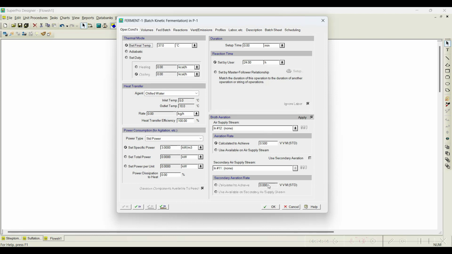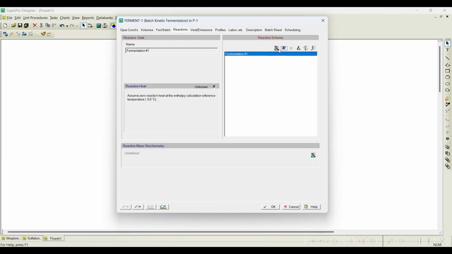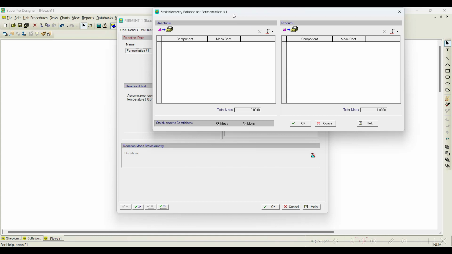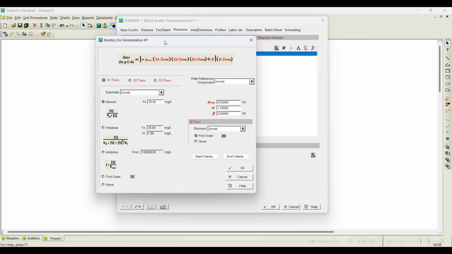In this dialog box, you can notice we have an option to set up the flow rate of air, that is VVM. You can also set up fed batch. If you go to reactions, it is again similar to the react kinetic operation, but when you look at this particular kinetic constant setup, you can notice all this information is available. For example, the Monod equation is there, the Haldane equation is there, and if any inhibition is there, you can add these inhibition constants also.